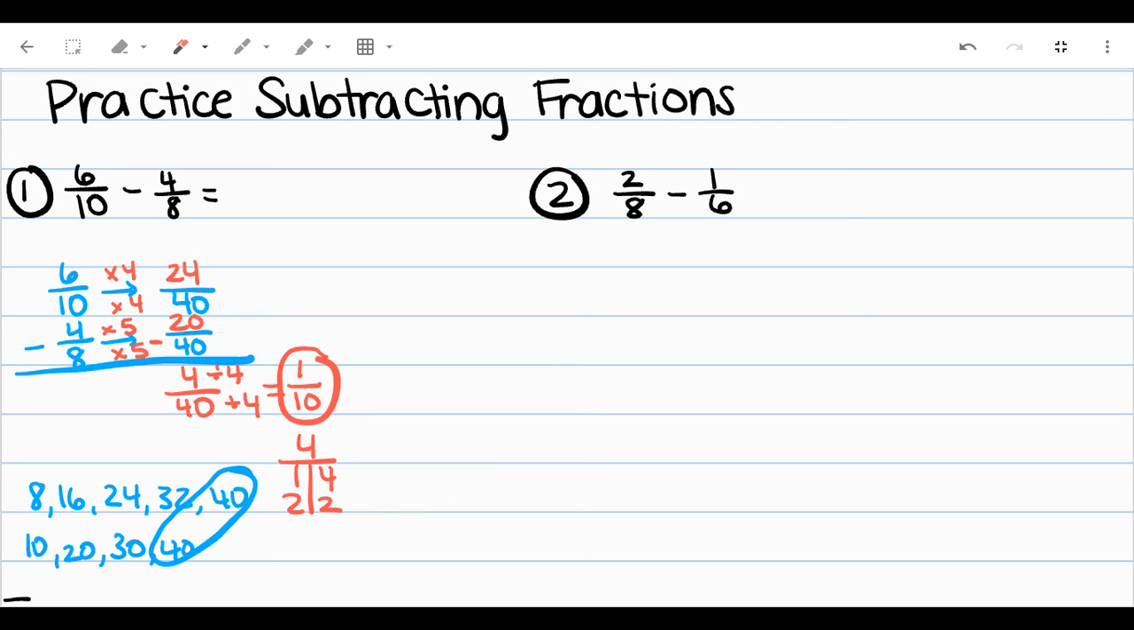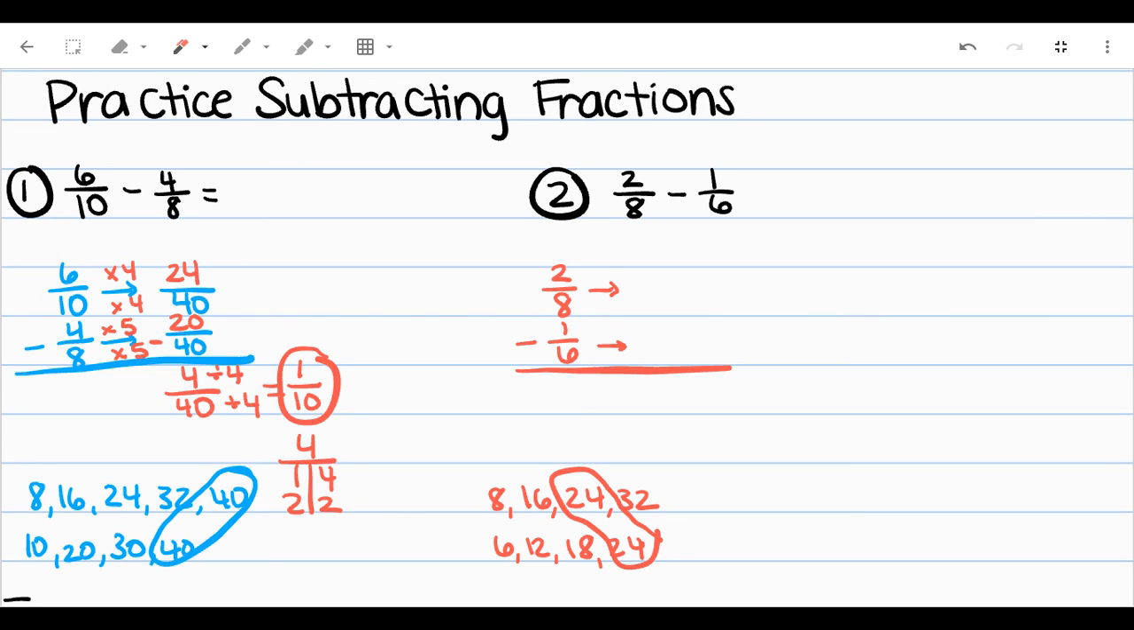2/8 minus 1/6. Well, if I have 2/8 minus 1/6, I want to make those two fractions have the same denominator. So I want to think, what are my multiples of 8? My multiples of 8 are 8, 16, 24, 32. Those are my first 4. Now my multiples of 6 are 6, 12, 18, 24. And if I look at those, my first common multiple is 24.